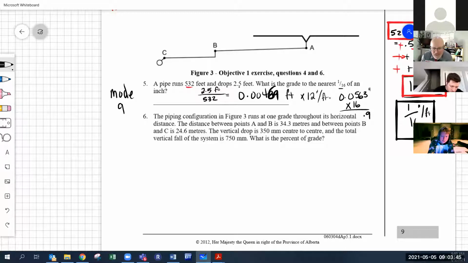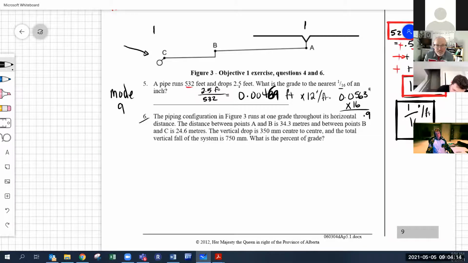All right, this next question, number 6 here, is going by this same picture that is on figure 3. So we're going to say this piping configuration in figure 3 runs at 1 grade throughout its horizontal. So it says that it's going to run 1 particular grade throughout its horizontal distance.